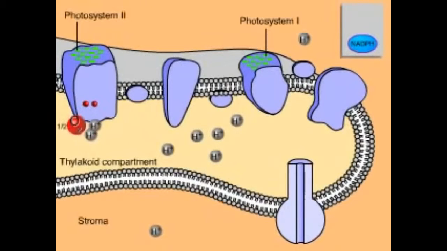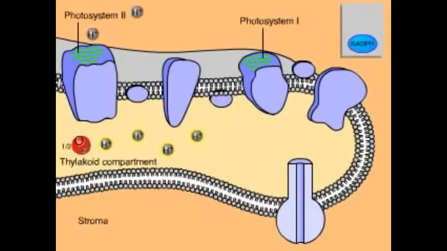Hydrogen ions and oxygen are released into the thylakoid compartment. This is where the oxygen gas generated by photosynthesis comes from. The buildup of hydrogen ions inside the thylakoid compartment stores potential energy. This energy is harvested by an enzyme called ATP synthase.